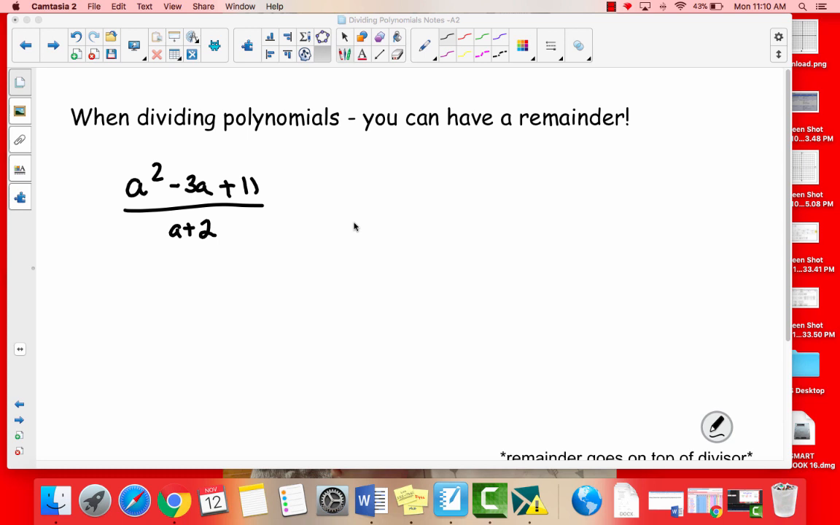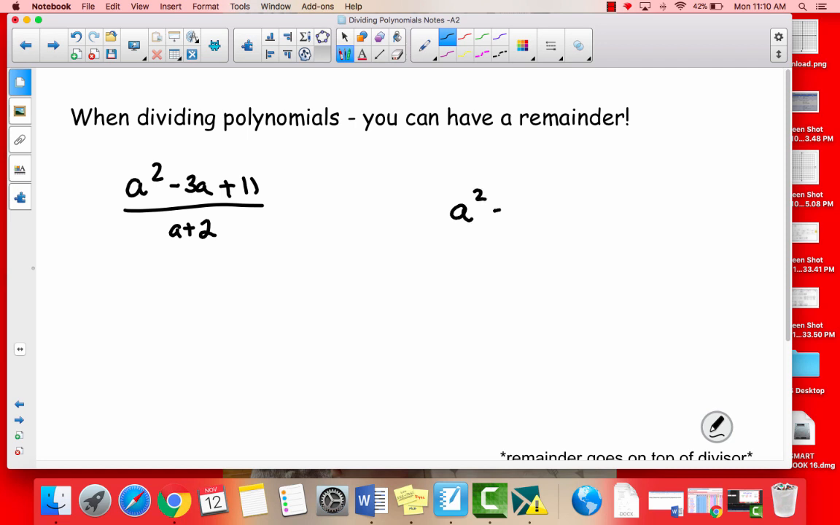Now, sometimes when you are dividing polynomials, you're not going to get a remainder that's 0. Maybe it doesn't work as nicely. So I'm going to go through an example of that, and then we're going to go into our second method of division. So here's my problem, a squared minus 3a plus 11 divided by a plus 2. So remember, we're going to write it in our long division format. So we have the divisor on the outside.